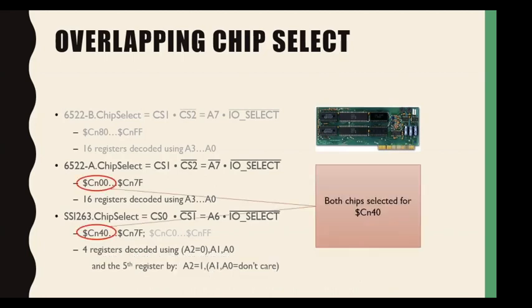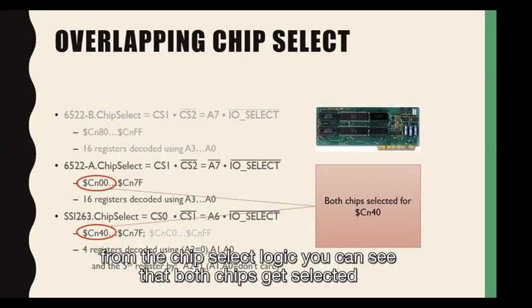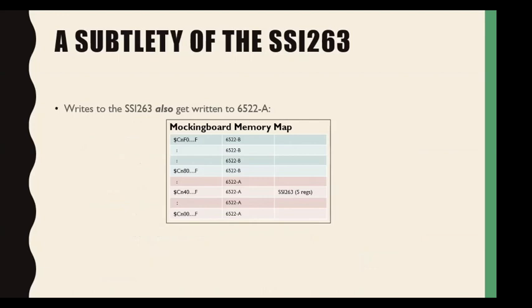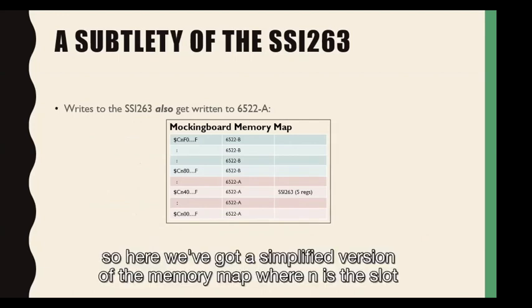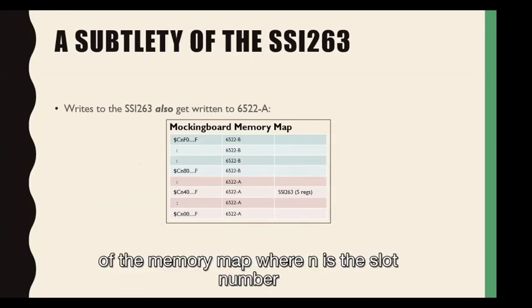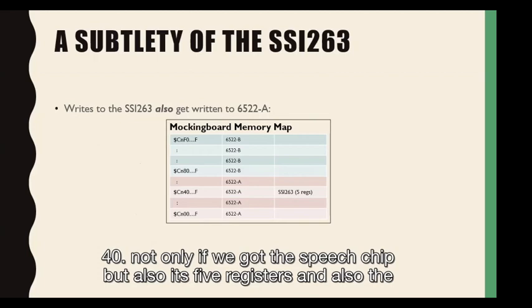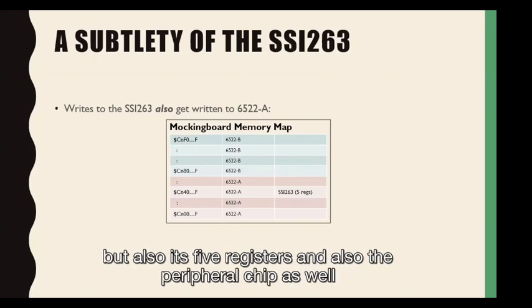From the chip select logic, you can see that both chips get selected at CN40. So here we've got a simplified version of the memory map, where n is the slot number, and again you can see mapped in at CN40 not only have we got the speech chip, but also its 5 registers, and also the peripheral chip as well.